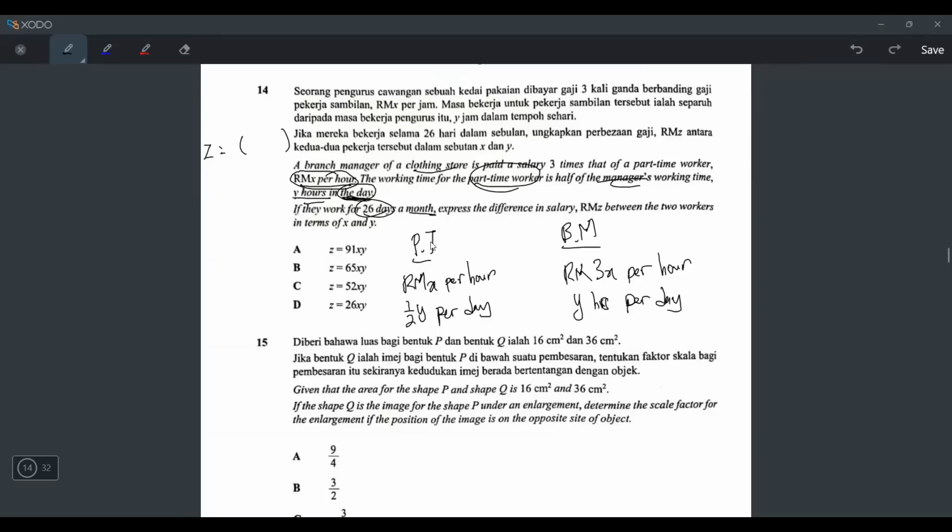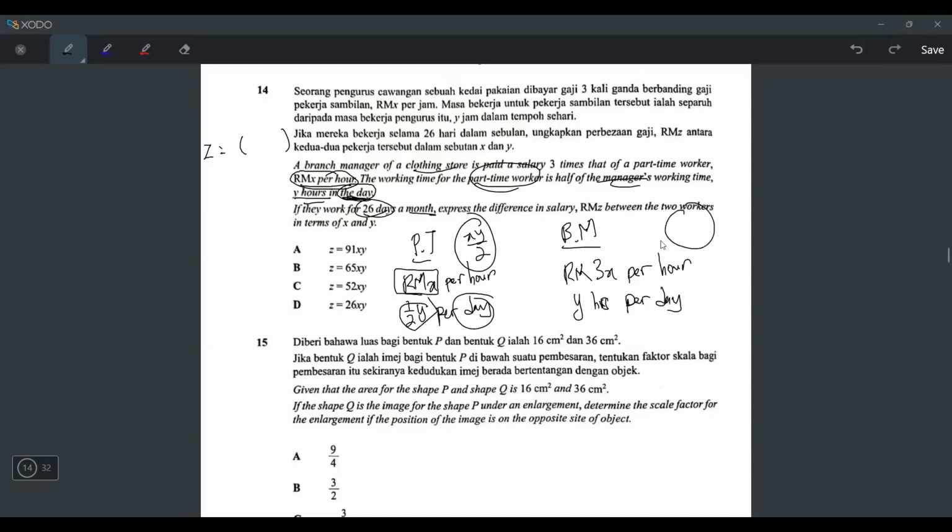So in 1 day, how much does the part-time worker earn? So he will earn RMX if he works for 1 hour, right? But he works for 1 over 2Y hours. It means I have to take X and 1 over 2Y times together, right? So it becomes XY over 2. Is it true? Let's think about this. So 1 hour I get paid X. But in 1 day he worked for 1 over 2Y hours, right? So if I times them together, I will get XY over 2. So yeah, XY over 2 is the salary he earned in 1 day for part-time.